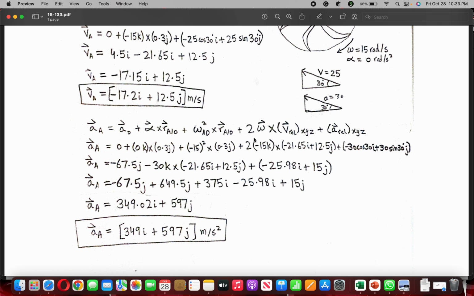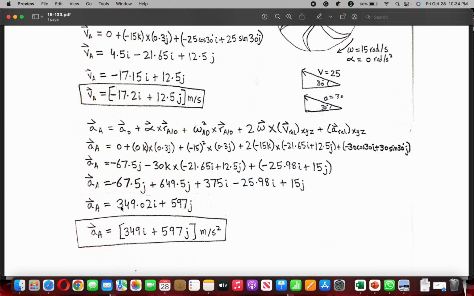is 0.3j. Then we put in the value of omega, same as with velocity before. For the acceleration, the question gives the relative acceleration as 30 meters per second squared, and its direction is the same as the velocity. We do the same right angle triangle trigonometric ratios and get minus 30 cos 30 i plus 30 sin 30 j. Then we do the math and the cross products of the i and j components, and finally we get minus 67.5j plus 649.5j plus 375i minus 25.98i plus 15j.